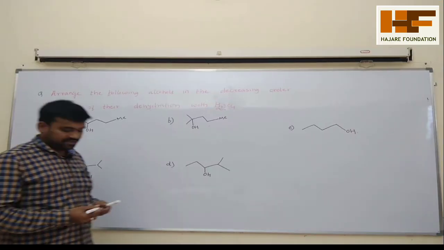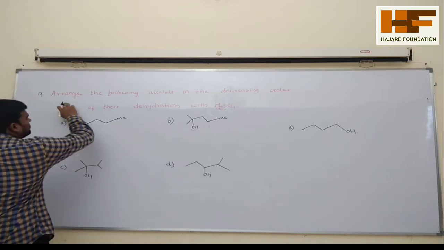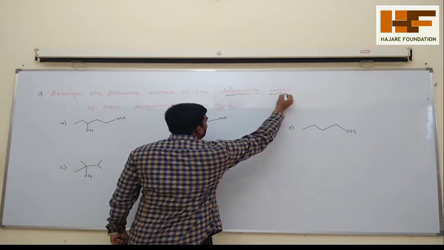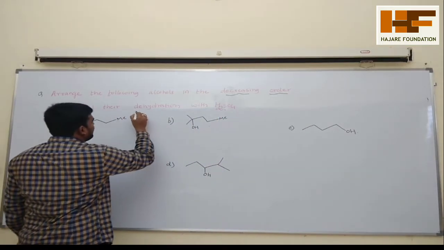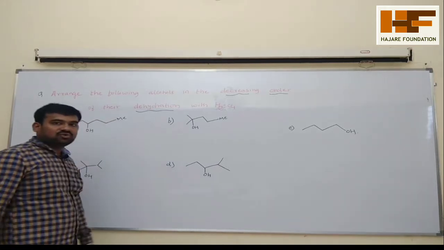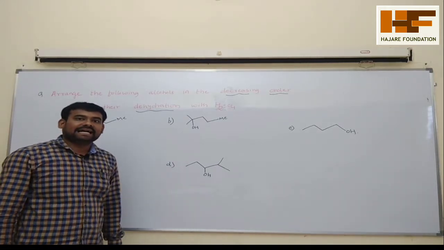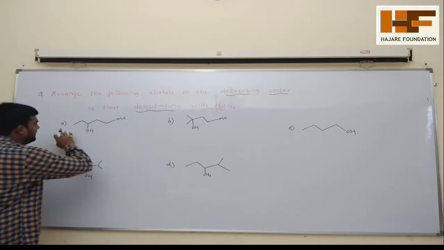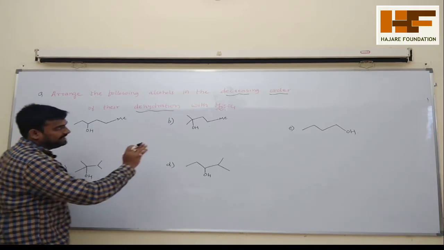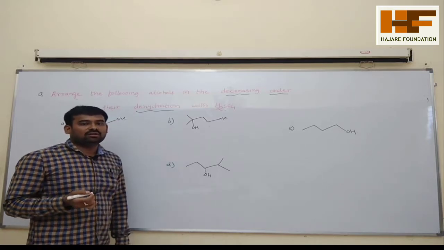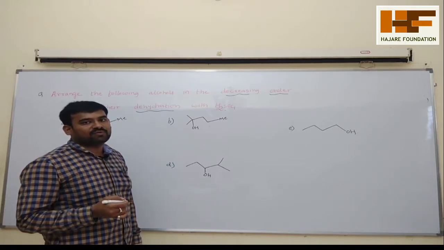Now see the question. Arrange the following alcohols in decreasing order of their dehydration with sulfuric acid. As you know, sulfuric acid will act as the dehydrating agent. The options given are A, B, C, D and E. First you should remember the order of dehydrating power of alcohols.